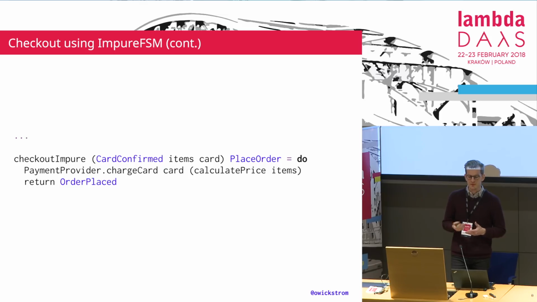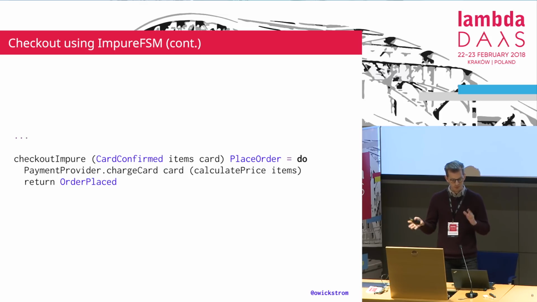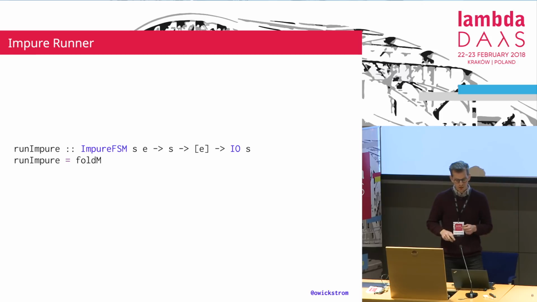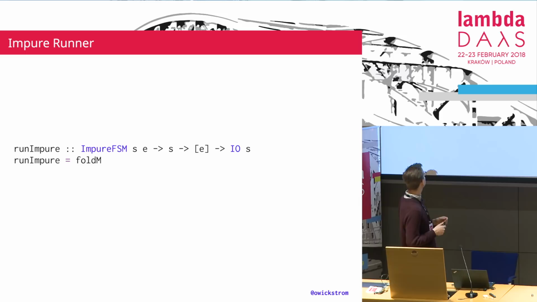Suppose we have this payment provider module, some card thing. We can interleave the side effect of charging a card when the order is placed. All right, so here we use this IO capability. When we run this, we can provide a simple runner looking like this. So this is a function taking such an impure finite state machine, the initial state S, a bunch of events in a list, the E's, and then we end up with the IO of the terminal state. And the definition is just foldM, so it's quite simple.